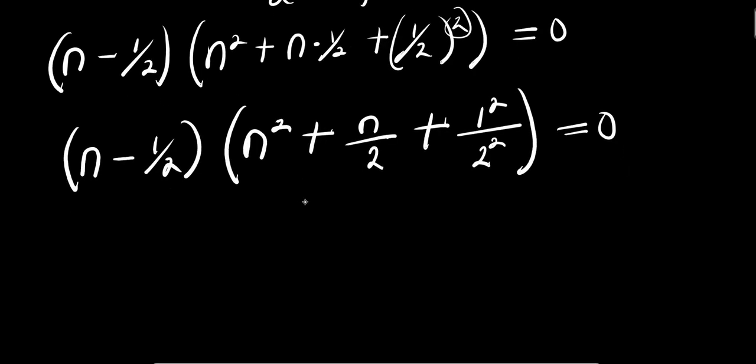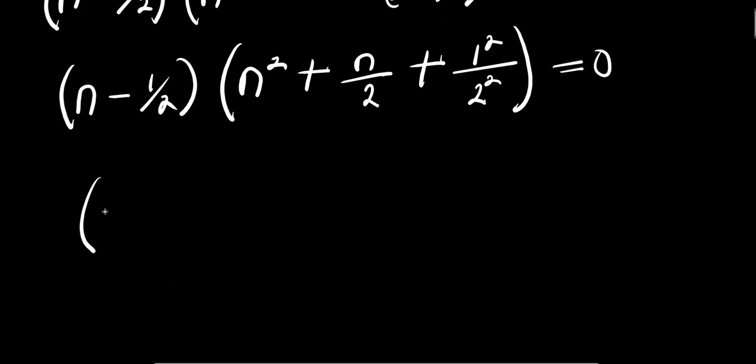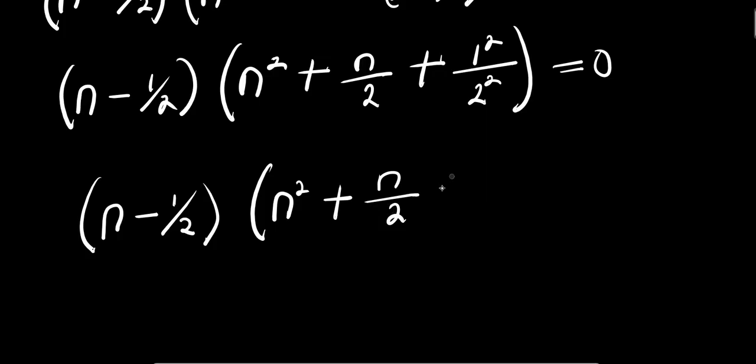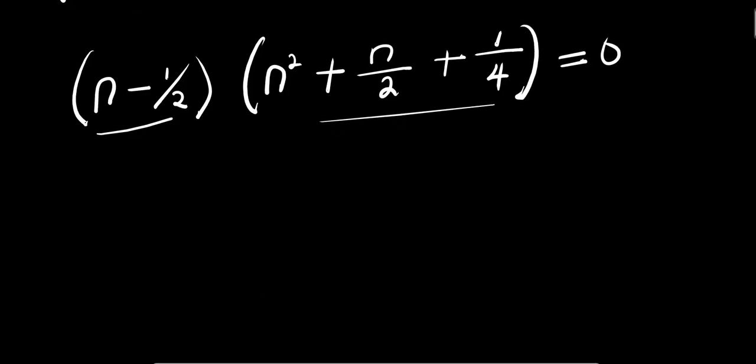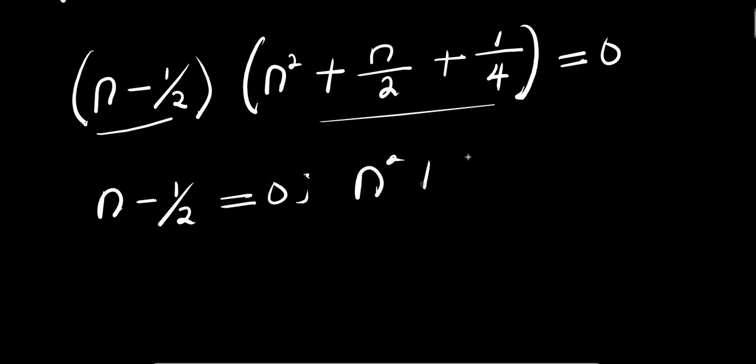So from here, I have n minus 1 over 2 times, this is n squared plus n over 2 plus 1 power 2, that is 1 divided by 4. And this equals 0. So we can equate each of these to 0. We have n minus 1 over 2 equals 0, and n squared plus n over 2 plus 1 over 4 equals 0.